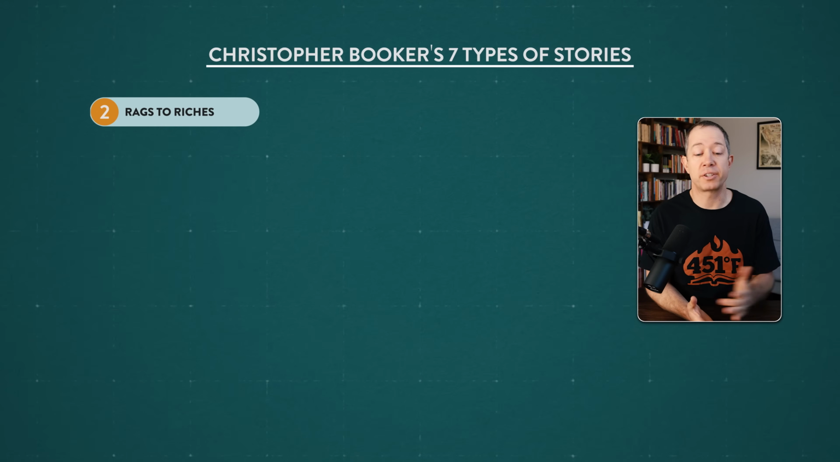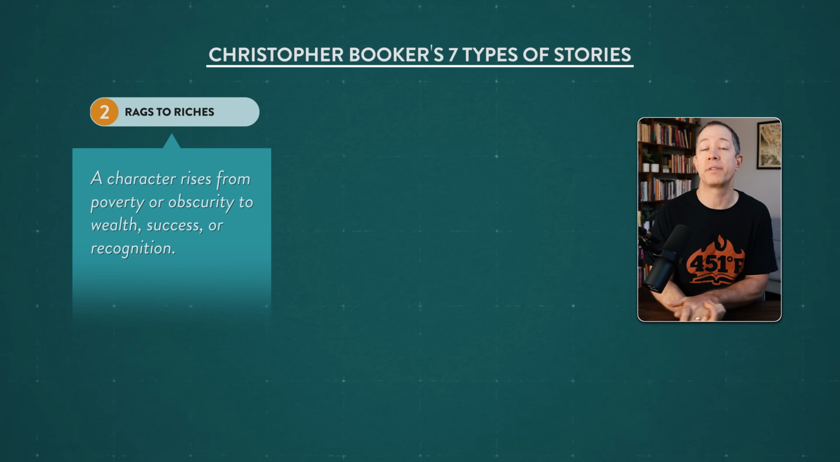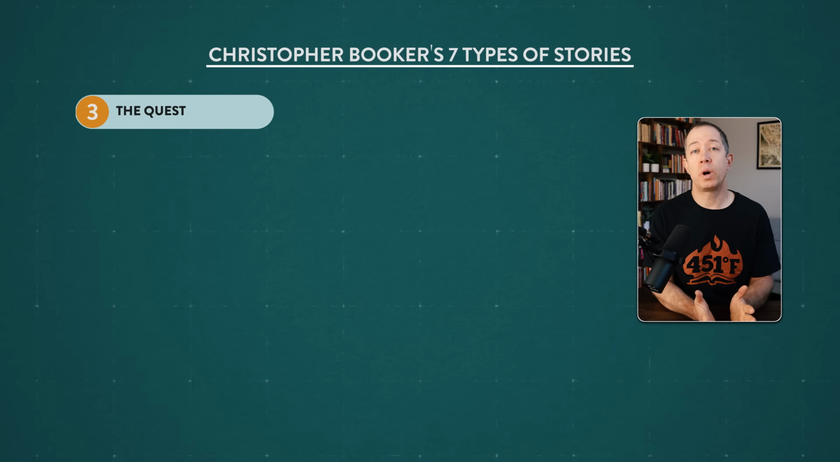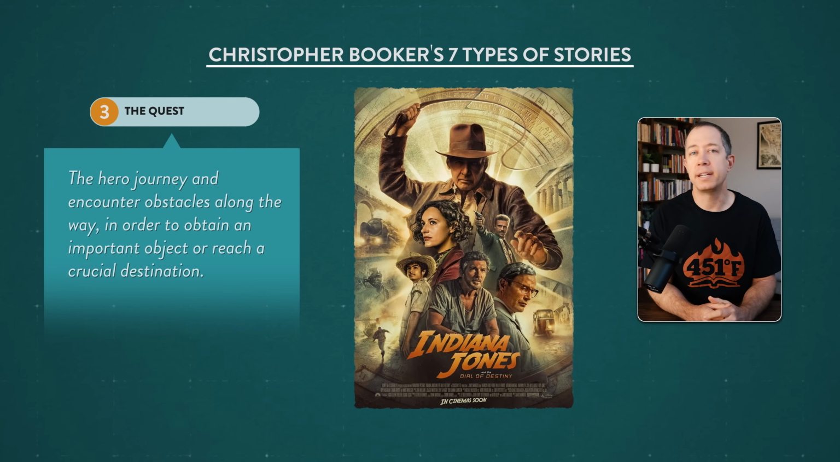Number 2 would be rags to riches. A character rises from poverty or obscurity to wealth, success, or recognition. A good example of this would be Slumdog Millionaire. Third one would be The Quest. The hero goes on a journey and encounters obstacles along the way, but they get an important object or finally reach a crucial destination, like in Indiana Jones.